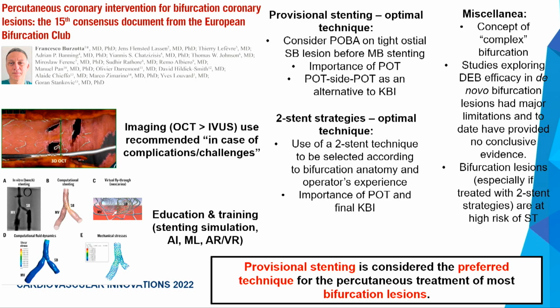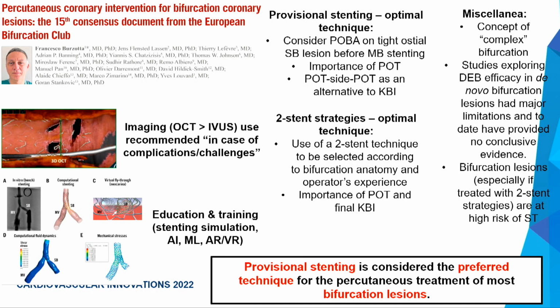Regarding two-stents technique, the choice of technique must be done according to bifurcation anatomy and operator experience, and they underline the importance of POT and final kissing balloon. I was a bit surprised reading the recommendation about imaging because the use is recommended just in case of complication and challenging, and not in most cases, particularly in two-stent bifurcation cases.